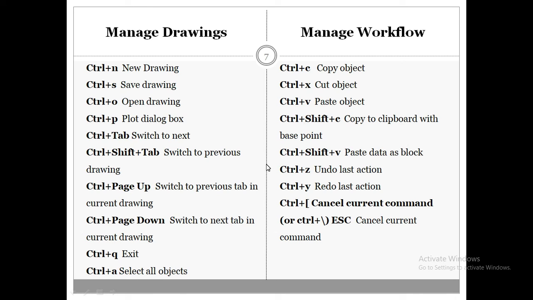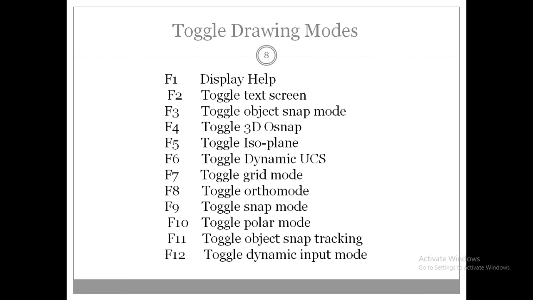So now these are the general commands. If we want to toggle drawing modes, these are the function keys which are helpful to us to manage the toggle drawing modes. If we press F1, it will display help. If we press F2, it will show the toggle text screen. F3 is object snap mode and F4 is the 3D snap. It will open the cursor in 3D mode, and F5 opens the isoplane.